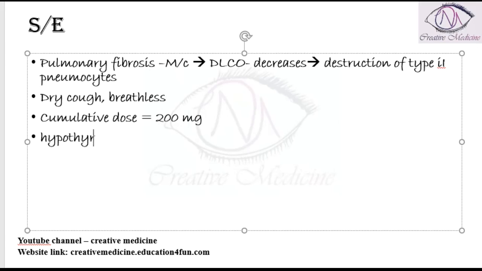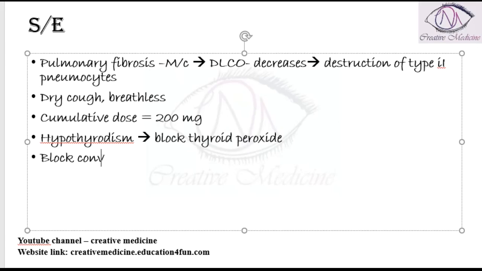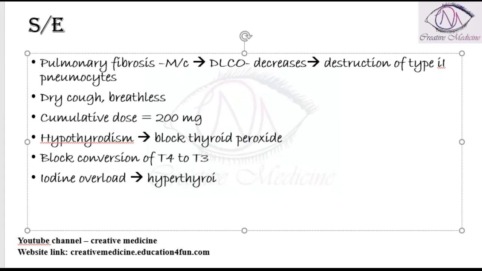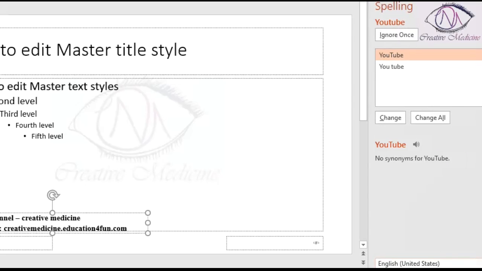Amiodarone can result in hypothyroidism, where it causes hypothyroidism by blocking the thyroid peroxidase. So amiodarone blocks the thyroid peroxidase and thus it causes hypothyroidism. Amiodarone also blocks the conversion of T4 to T3, and thus activation of the thyroid hormone is also blocked. Amiodarone can also result in iodine overload leading to hyperthyroidism. So amiodarone is a drug which can cause both hypothyroidism and hyperthyroidism.